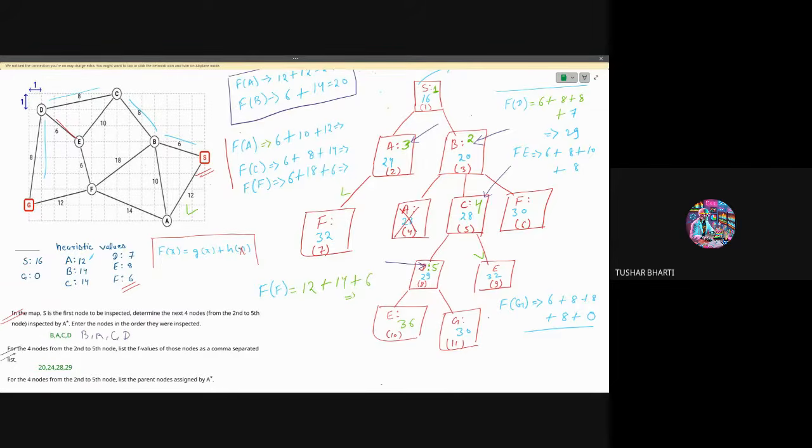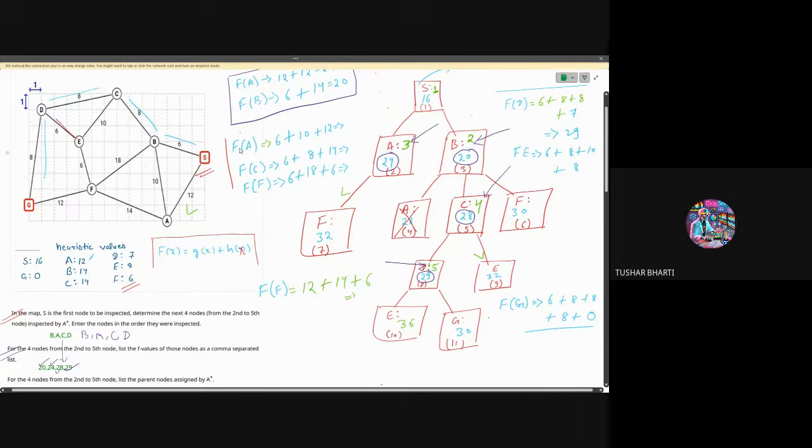Coming to the next question, for the 4 nodes from the second to fifth node, the F values of these nodes as comma separated. So here you can see 20 for B, and for A it is 24. Now we have C, for C we have 28. Now we have D, for D we have 29. Here you can see we have calculated. So this is the answer for this.